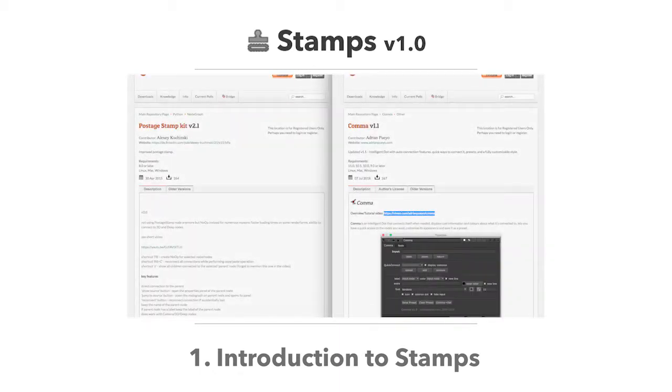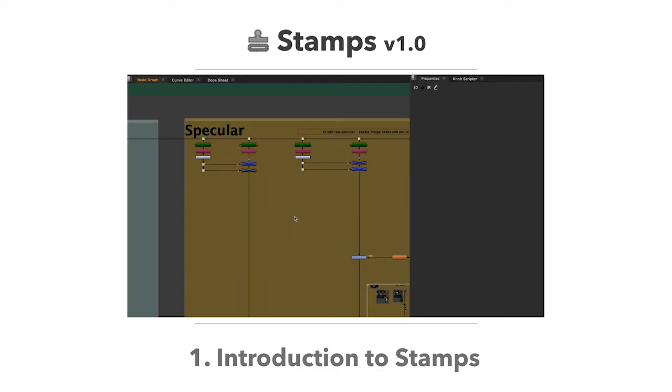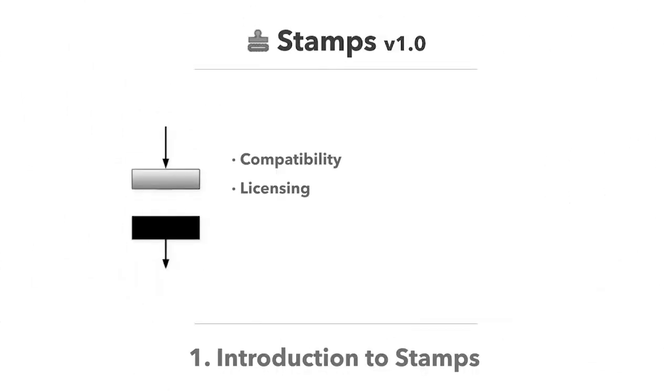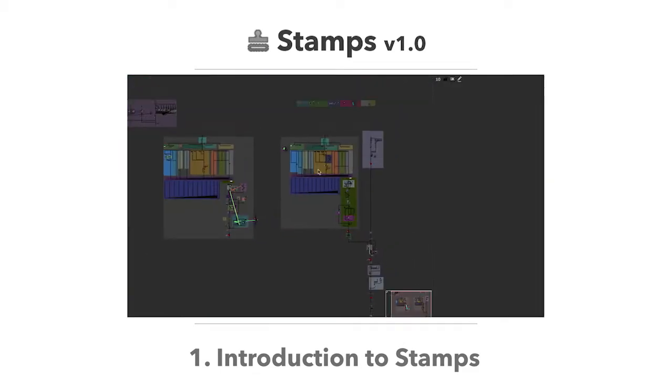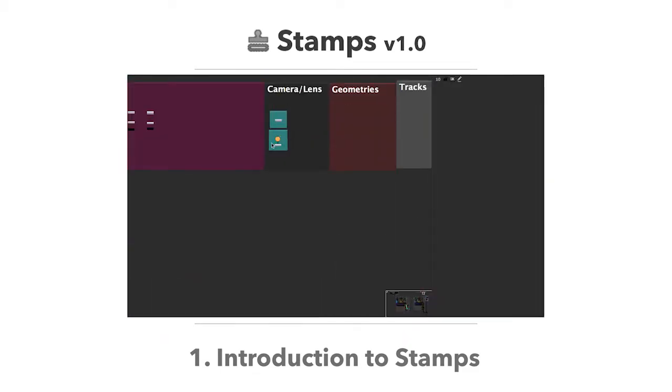The development has taken the best parts and concepts from different tools that we made over time, trying to solve the same problems while missing some important points. We believe Stamps gives a solution to them. Also, it has been developed taking into account all the variables that a small or big studio will need to check, like compatibility, licensing, render farm issues, or sharing scripts with third-party vendors, while also keeping the simplicity for the artist or a small house to implement it.